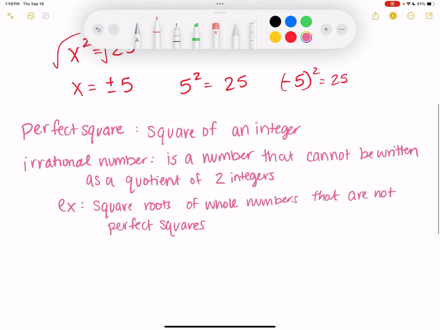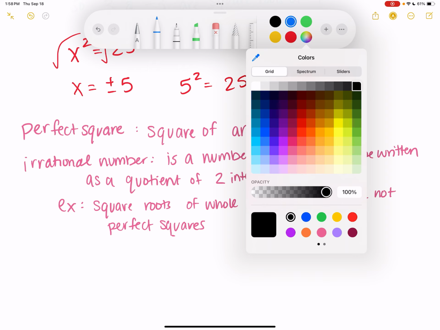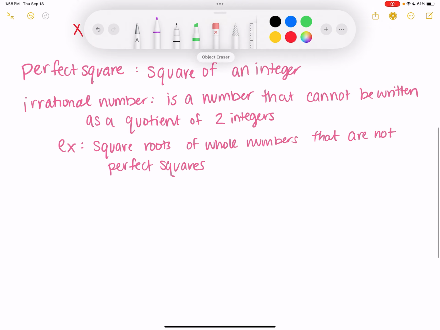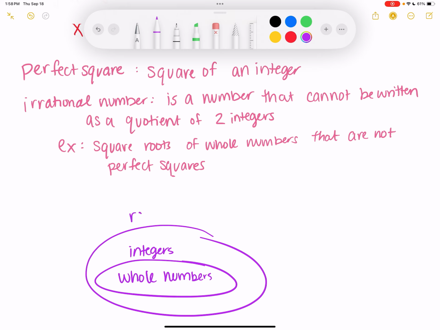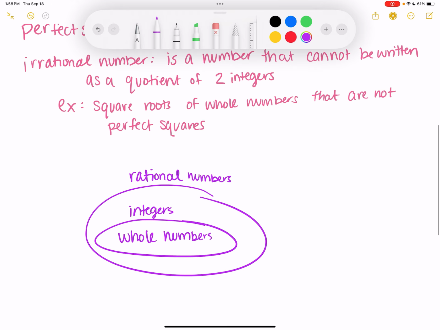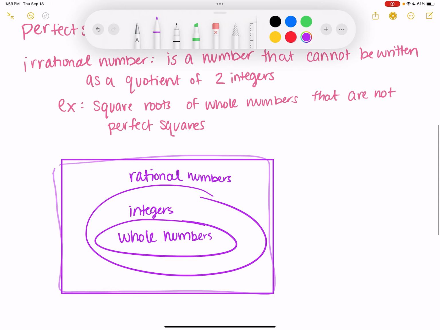All right, so the other day we talked about whole numbers, and we said all whole numbers are also integers, and we said that all integers are also rational numbers. But now I also have irrational numbers.